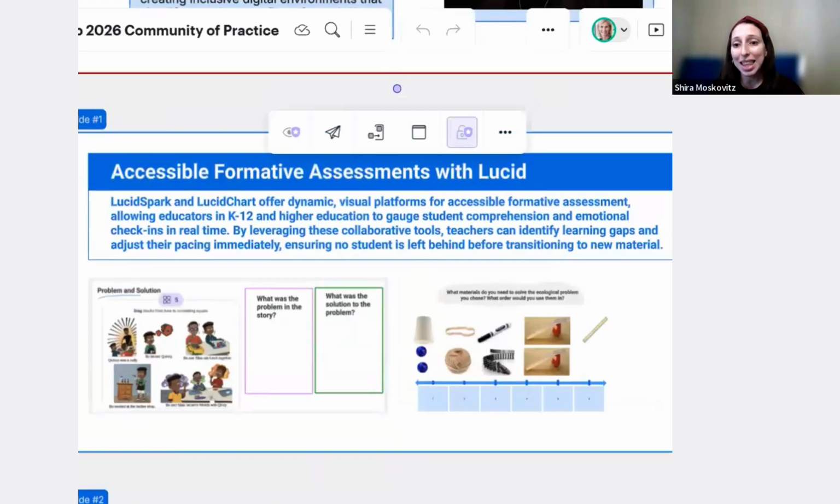So, when I think about Lucid, I think about so much more than just a single activity. I think about how we can create accessible formative assessments. So, with all the different features and tools that are available, I see so many opportunities to leverage collaboration and support teachers in understanding what their students know, what they don't know, and then adjusting their teaching.